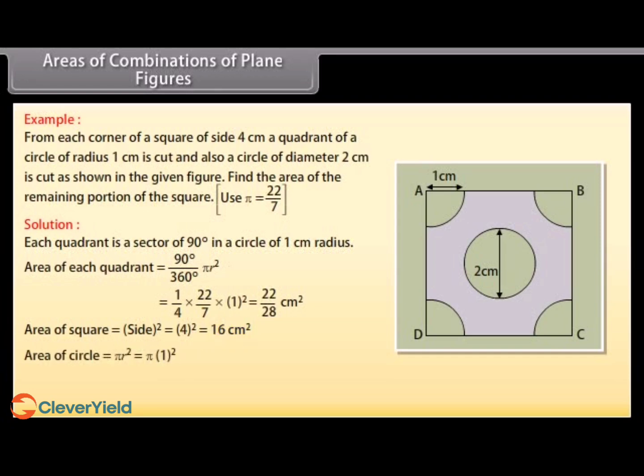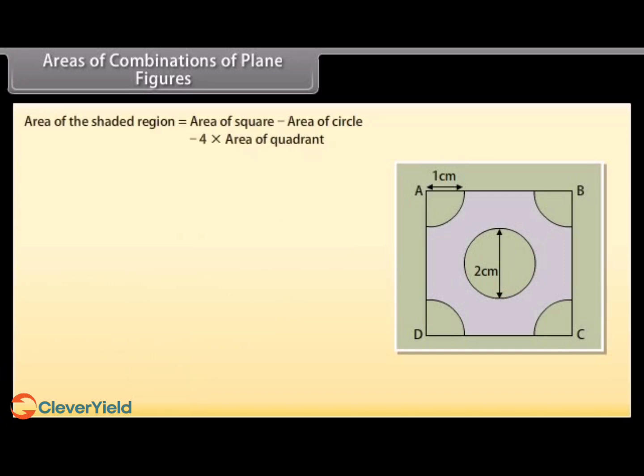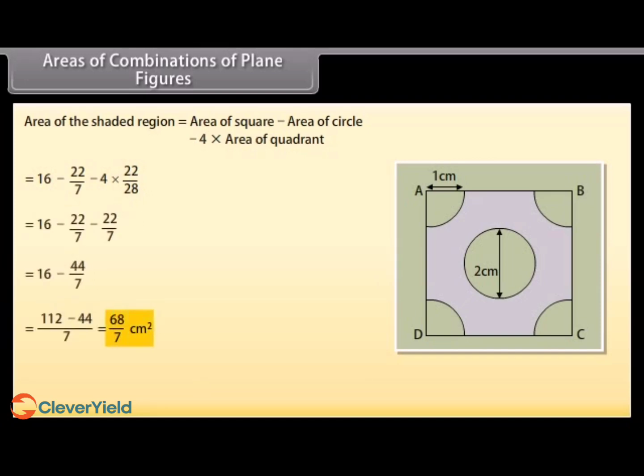Area of circle is equal to pi r square equals pi into 1 square, which is equal to 22/7 centimeters square. Area of the shaded region is equal to area of square minus area of circle minus 4 into area of quadrant. Now, by substitution and calculation of the values, we get area of the shaded region as 68/7 centimeters square.